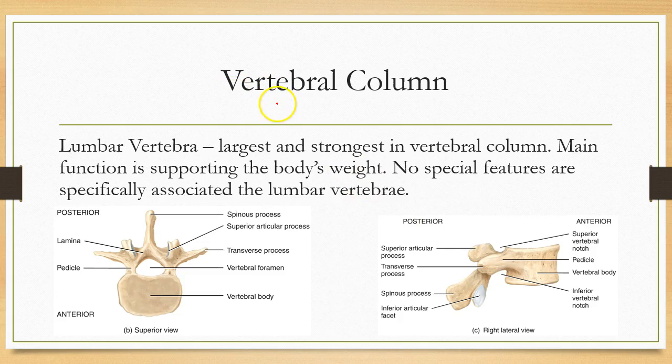Okay. The lowest vertebra will be the lumbar vertebra. They are the largest and strongest because they are holding most of the weight of the body. Large vertebral body, large transverse process, and large spinous for attachment for muscles.